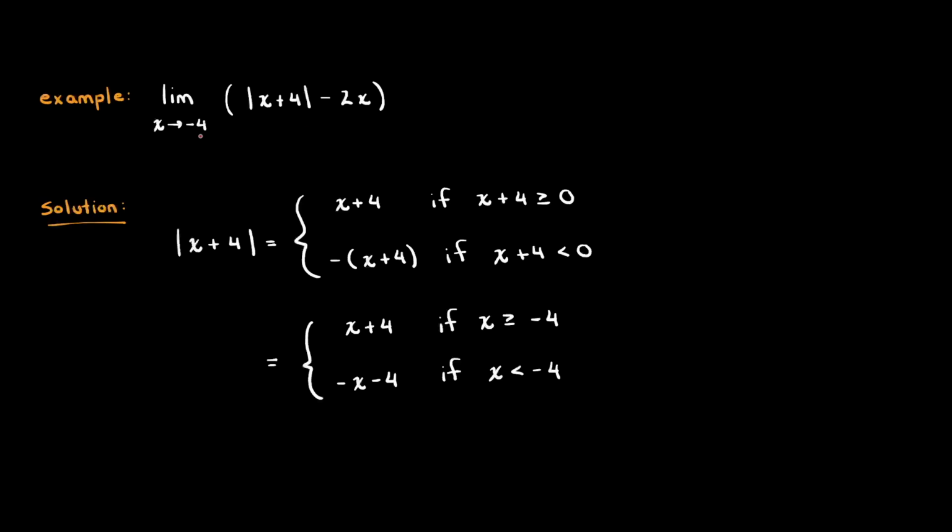Because what you see in this example is that we're taking the limit at the transition point itself. And so to evaluate this limit, you have to consider the left-hand and the right-hand limit separately, as that will help you drop the absolute value signs. So let's take a quick look at how to do that.